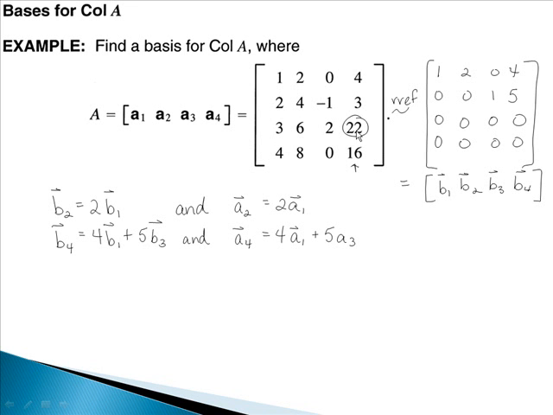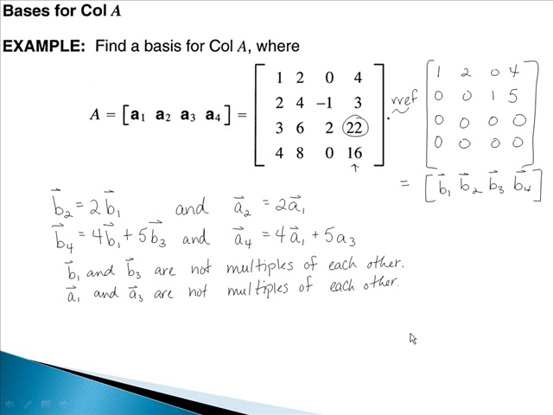Now notice that B1 and B3 are not multiples of each other. So then we see that A1 and A3 are not multiples of each other either. So what we're seeing then is that elementary row operations on a matrix do not affect the linear dependence relations among the columns of the matrix.